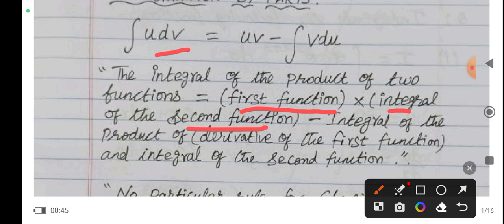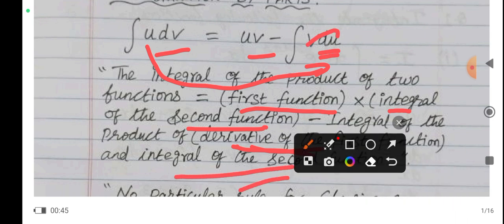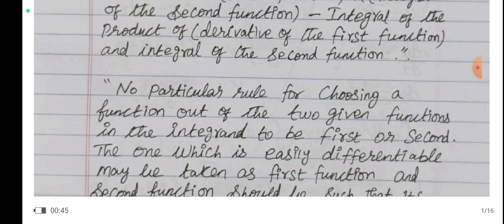So first function u, then integral of the second function, in the sense dv integral is v, so uv minus integral of the product of the derivative of the first function and the integral of the second function. Derivative of the first function is du, and integral of the second function is v. Clear? Check.